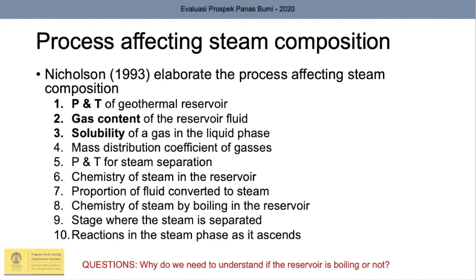These processes, which affect the steam composition, will later affect the characteristics of the reservoir, because how much steam can be produced and how much of certain minerals is present in the steam can determine at which temperature the steam is boiling. And why do we need the boiling information? Because we need to understand the exact location or the exact depth of the boiling zone.